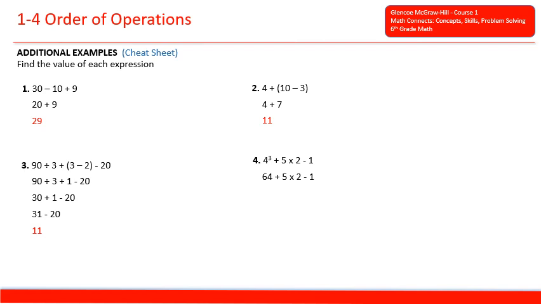And now we have 64 plus 5 times 2 minus 1. There are no more exponents. There is multiplication and division. In this case, it's multiplication. So we'll address that next. So 5 times 2 is 10. Now we have 64 plus 10 minus 1. There's no more multiplication and division, so we will go to the addition and subtraction. And if we look at this expression from left to right, addition comes before subtraction, so we will add 10 to 64. We get 74 minus 1, and that equals 73.